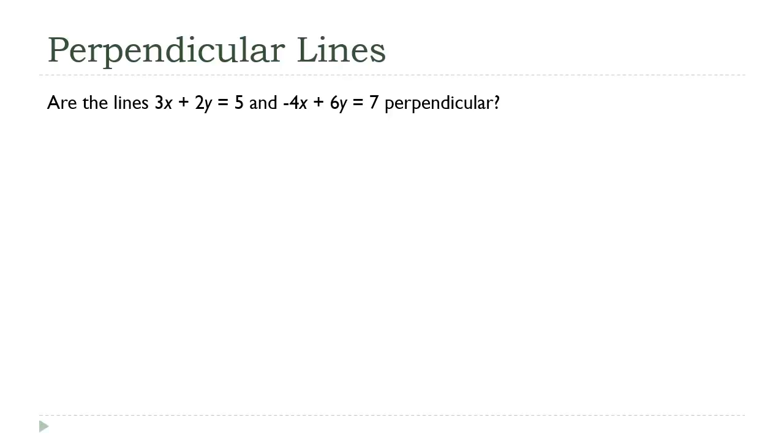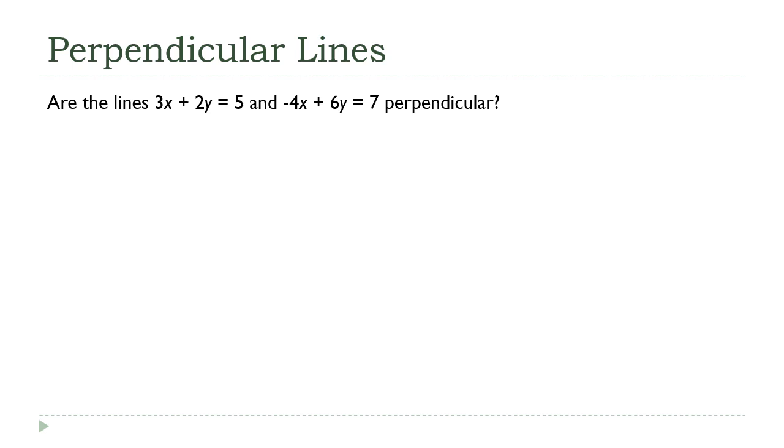So now, still thinking about perpendicular lines, I want to see how we can identify when two lines are perpendicular. So I've got a question here, right? I have two lines, and I want to know, are they perpendicular to each other? And you remember our definition, right? Our definition says two lines are perpendicular if and only if their slopes are negative reciprocals of each other. So to answer this question, all I need to do is find the slopes of these two lines.